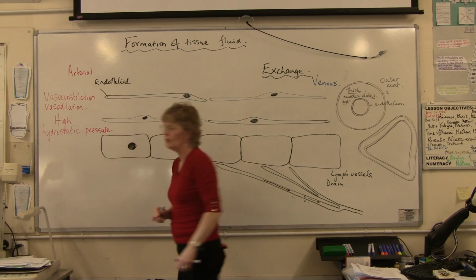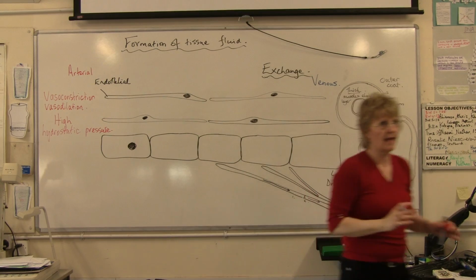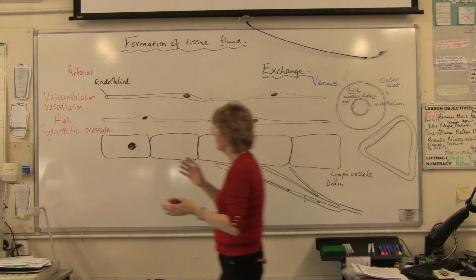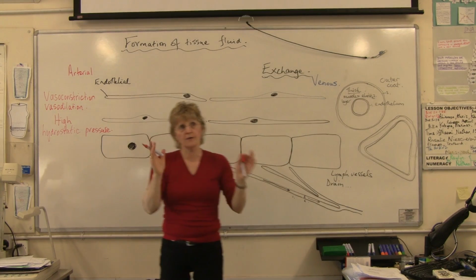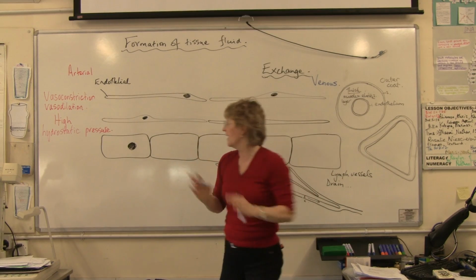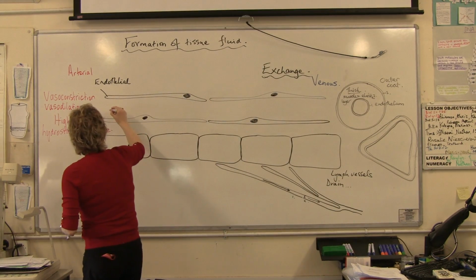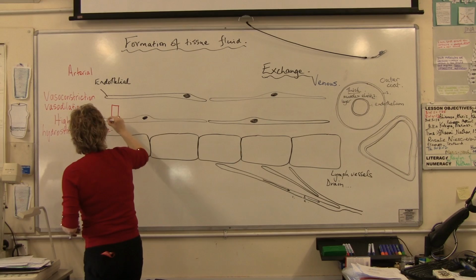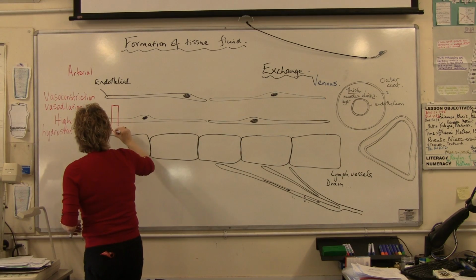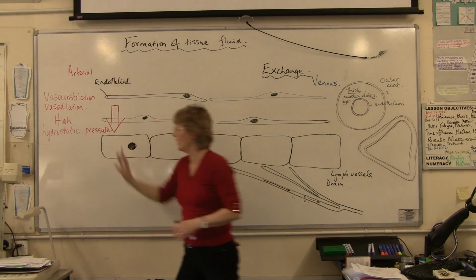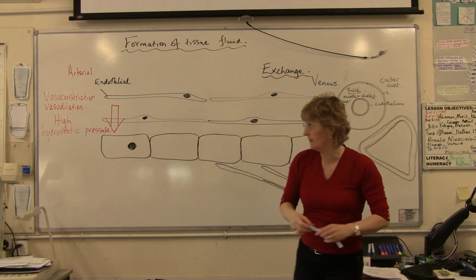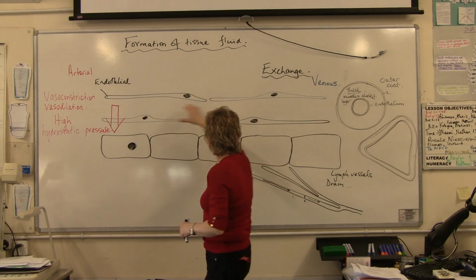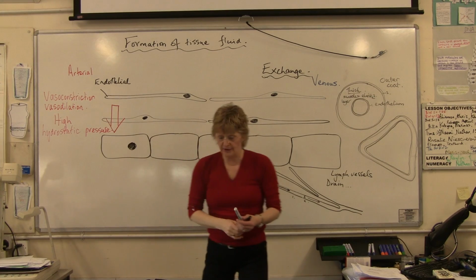So we're going to show the pressure as arrows. And we're going to show the direction with our arrow, and we're going to show the relative strength of that pressure as the width of the arrow. So at this end, we've got high hydrostatic pressure, so we've got a wide arrow to show that high hydrostatic pressure. Okay, so we need to think about the composition of the blood.